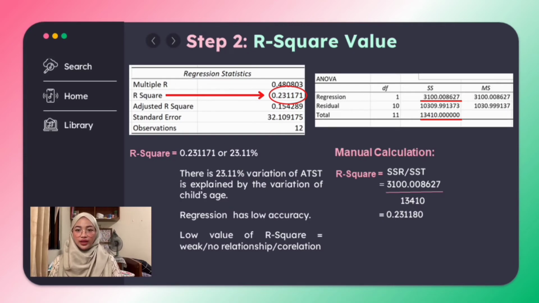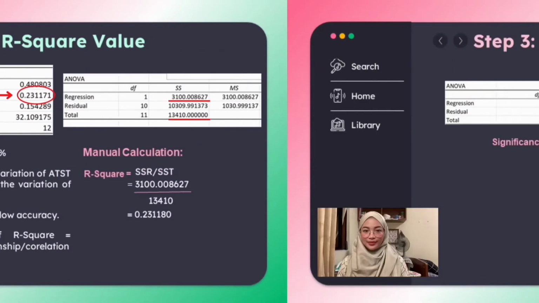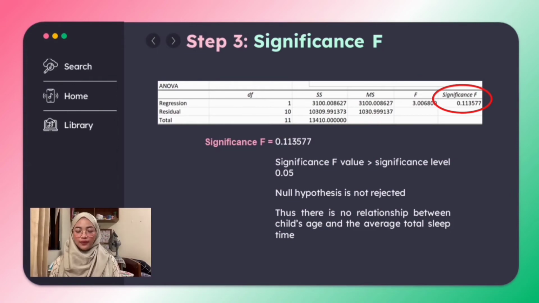In addition, we also can calculate the R-square value by dividing sum of square SSR with sum of total square SST. After calculating, the R-square value is equal to 0.231180. Then, we move to significance F. In the summary output, significance F is equal to 0.113577. When the significance value is bigger than the significance level of 0.05, this shows that the null hypothesis is not rejected. Thus, there is no relationship between the child's age and the average of total sleep time ATST.